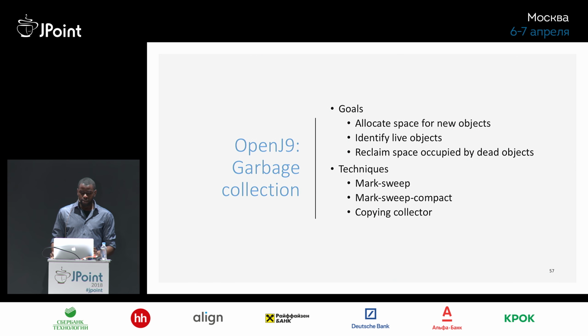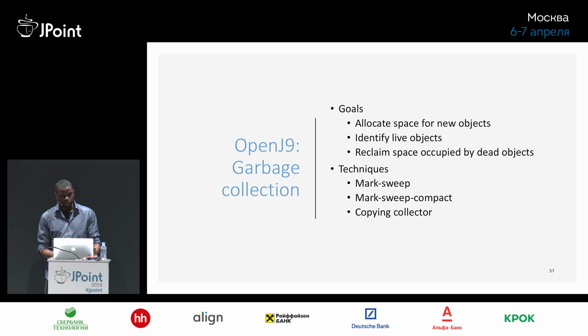Some of the techniques, or the 3 techniques used by the OpenJ9 JVM, are mark sweep. So the mark phase marks all live objects, and the sweep sweeps everything else, everything that's dead. The second approach is mark sweep compact. This is basically an extension on mark sweep. At the end of the sweep, it also compacts, so it moves all the live objects together. This is good because it decreases the fragmentation that you would normally have with just a mark sweep.